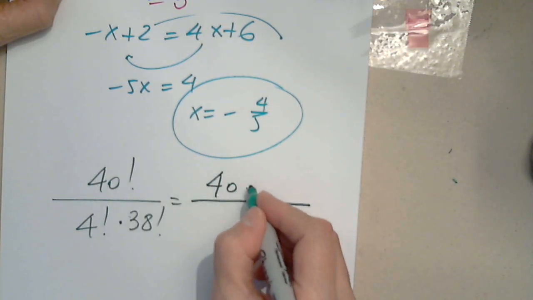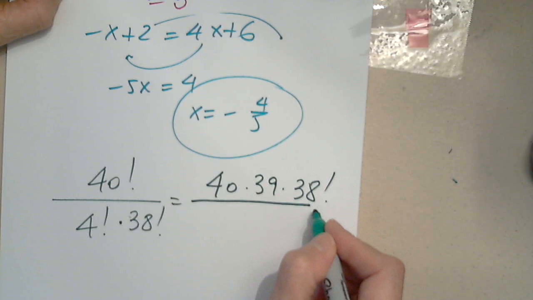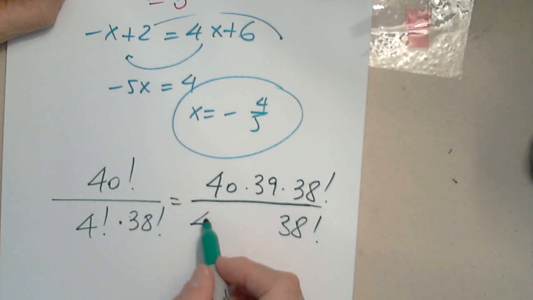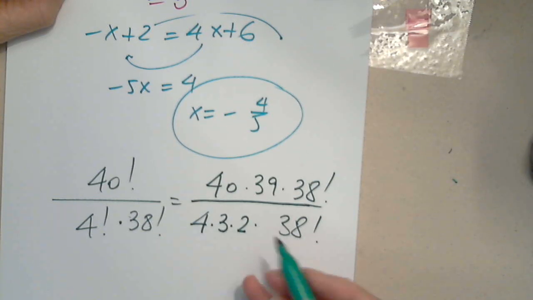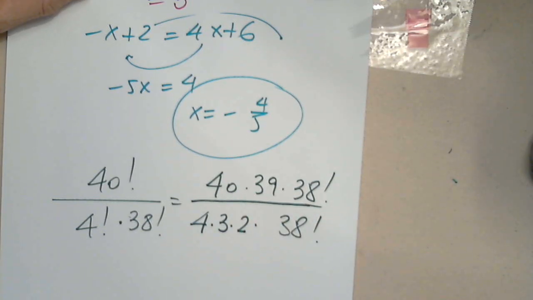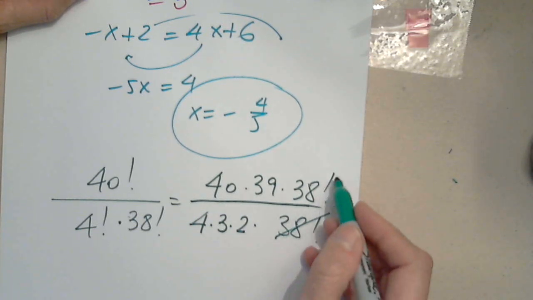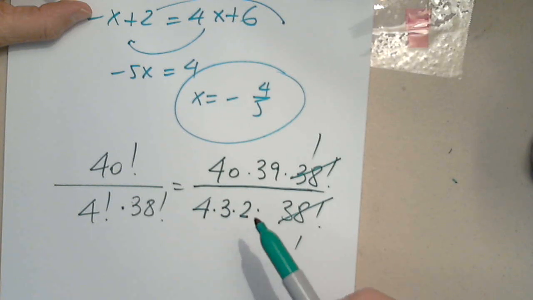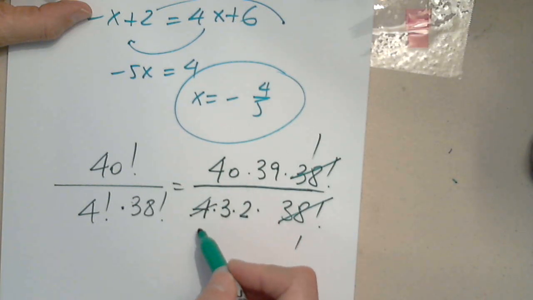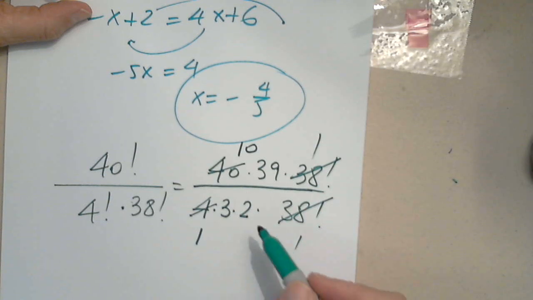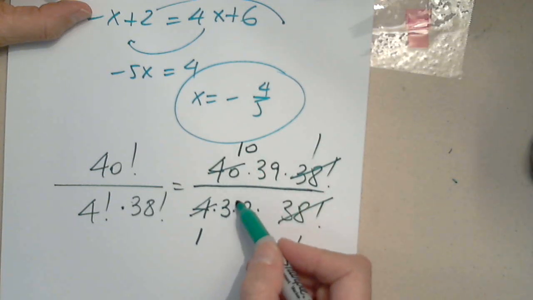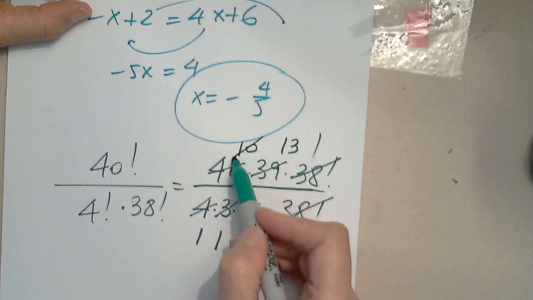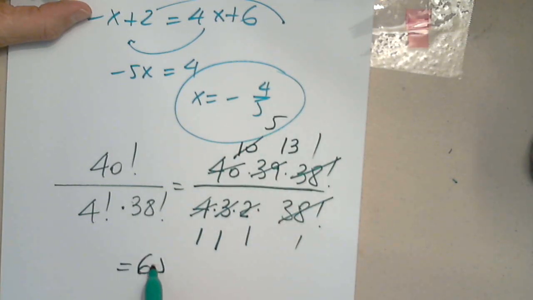So I will write 40 times 39 times 38, and I'll stop at 38. 4, I know it's 4 times 3 times 2 times 1, but there is no point in writing the 1 because it's in a product. And I will simplify 40 by 4 by 4, and 3 and 39 and 2 and 5, 65.